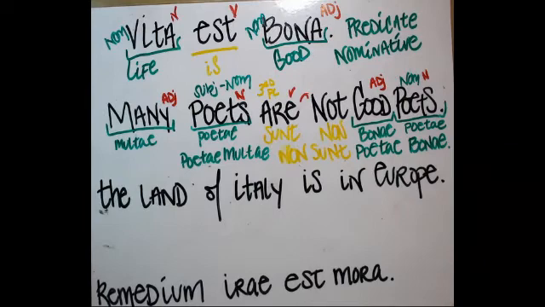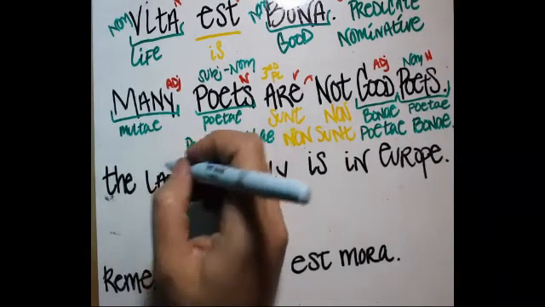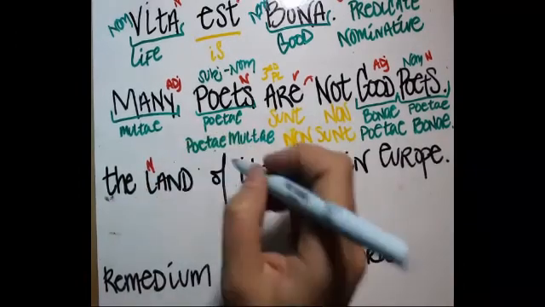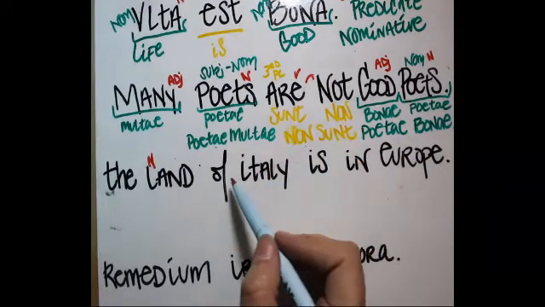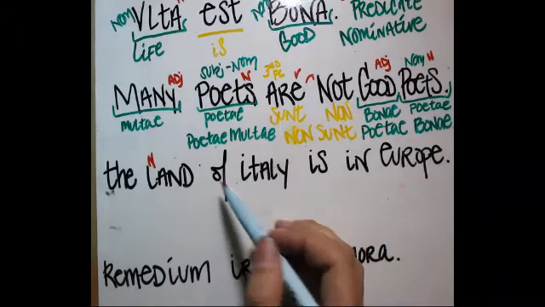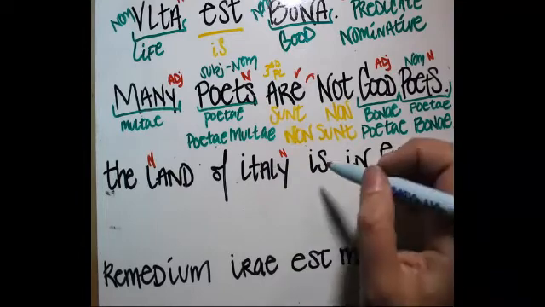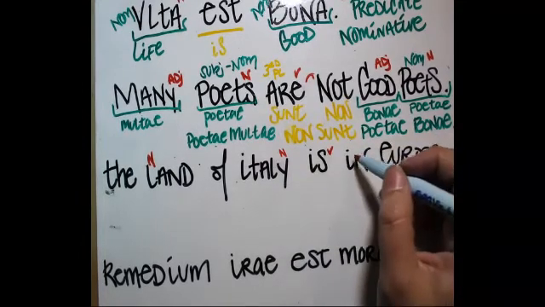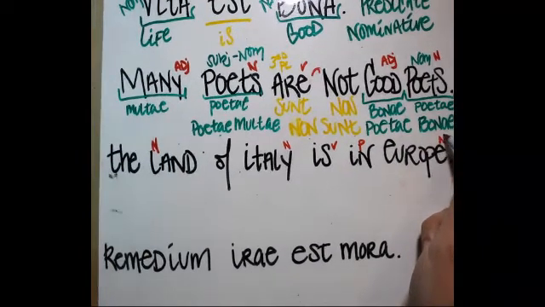Okay, there's another one next that we're going to put from English into Latin. Let's do our parts of speech. Land, this is a noun. Of, it's kind of a preposition in English. Here it's going to be connecting with Italy to make a genitive. So we're going to put another noun here. Is, this is a verb. In, this is a preposition. Europe, this is another noun. Okay.